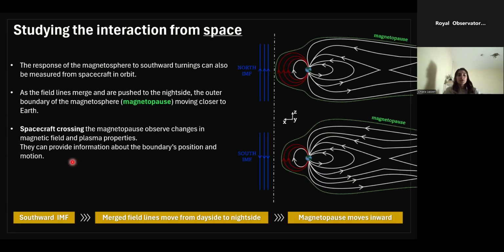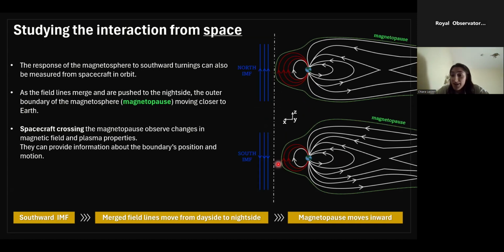But not all aspects of this interaction between the solar wind and the magnetosphere can be observed from ground magnetometers. Sometimes we need to rely on spacecraft data. One example for which we need spacecraft data is this.